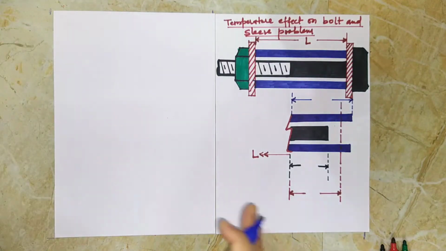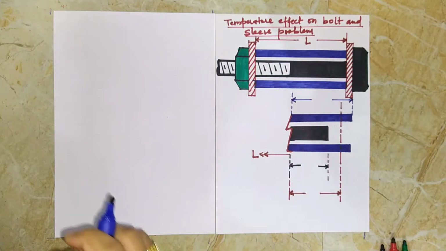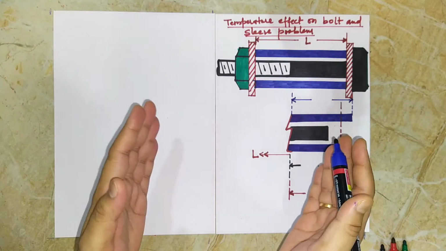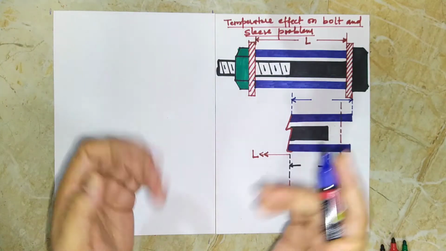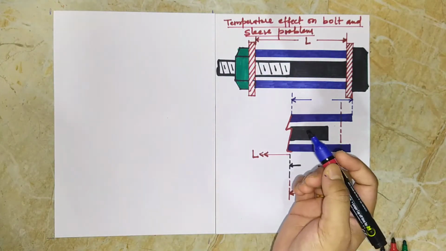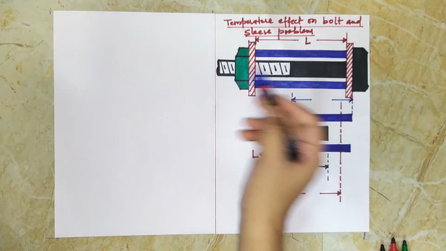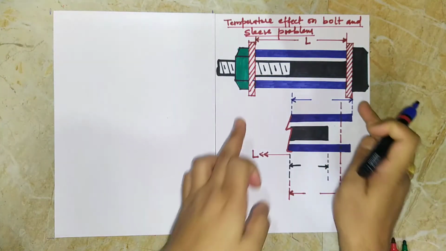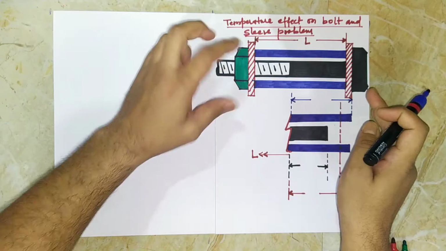It is now time to understand a very common problem found in engineering textbooks wherein the stresses developed due to thermal expansion are studied. So here we see that we have a bolt and a sleeve assembly which are held by these two stoppers and tightened here.